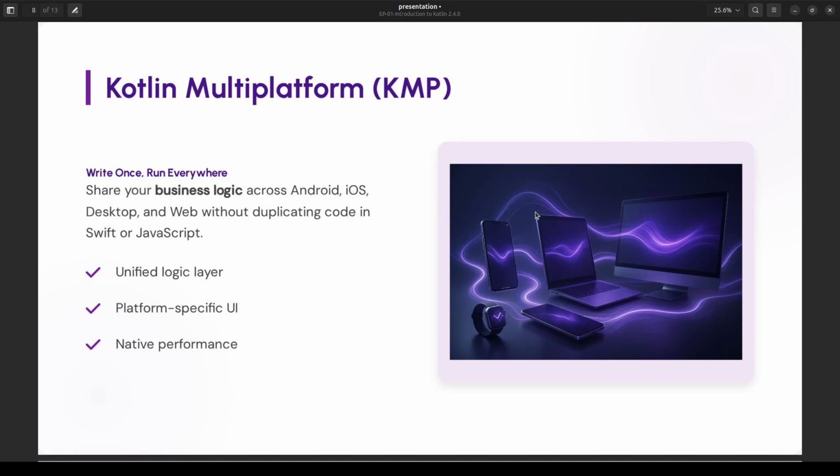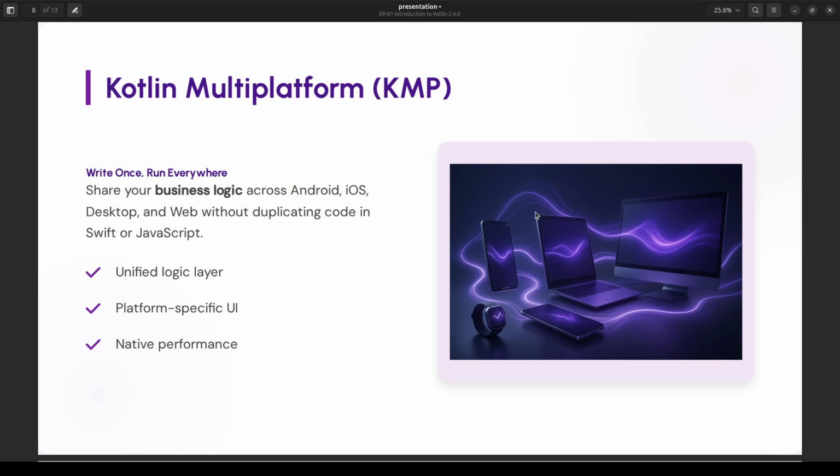After the Kotlin K2 compiler, JetBrains announced KMP, right? So what is KMP? It's Kotlin Multiplatform. As the name suggests, you just have to write the code once, and it runs everywhere. In Kotlin Multiplatform, you share your business logic across Android, iOS, desktop, and web without duplicating the code in Swift or JavaScript. Swift is a language, as some or most of you may know, that is used for iOS applications, right? Swift or Objective-C. So you don't have to write the code again in these languages, right?